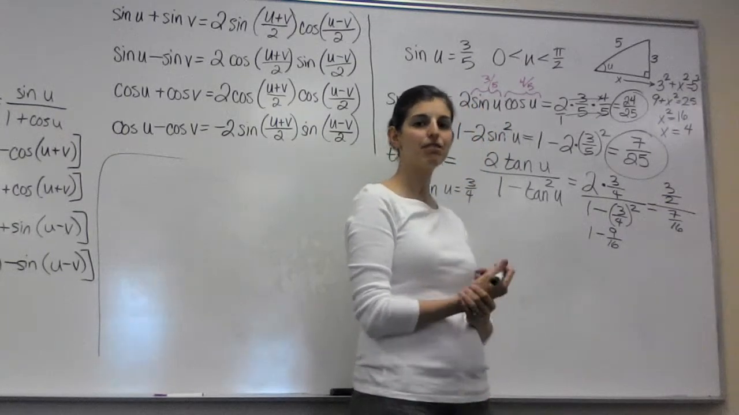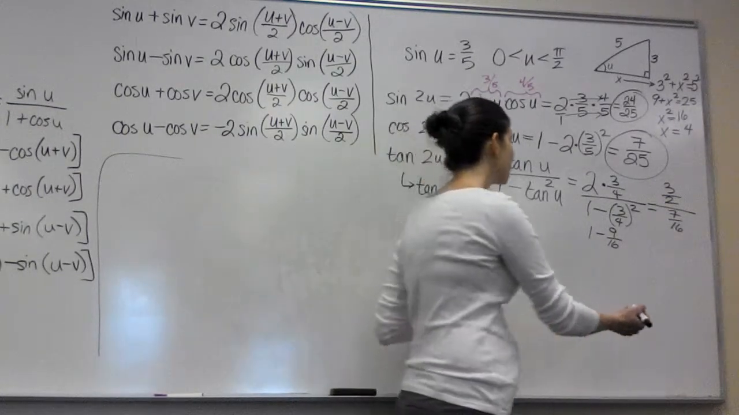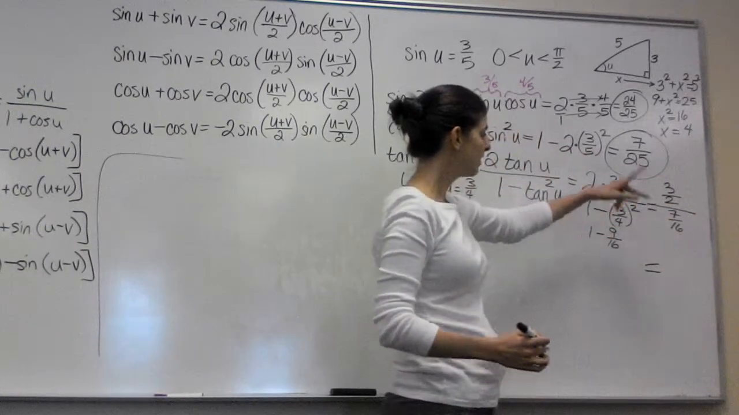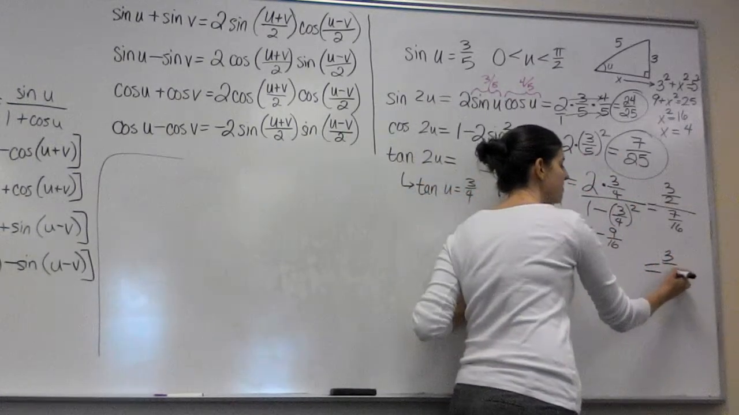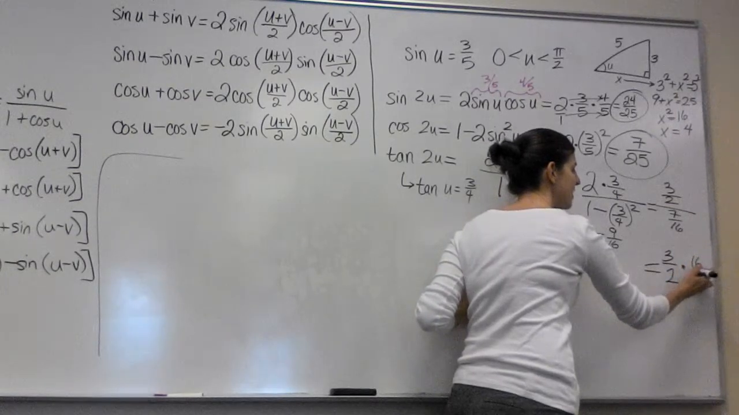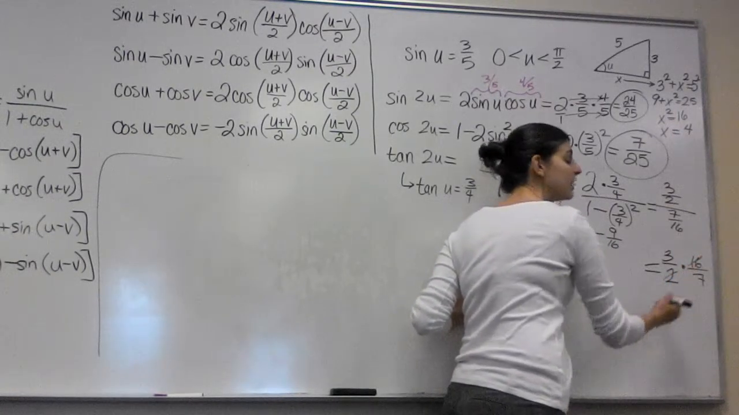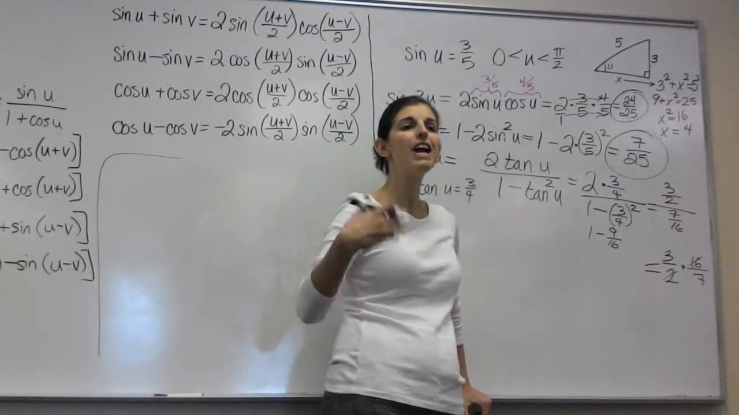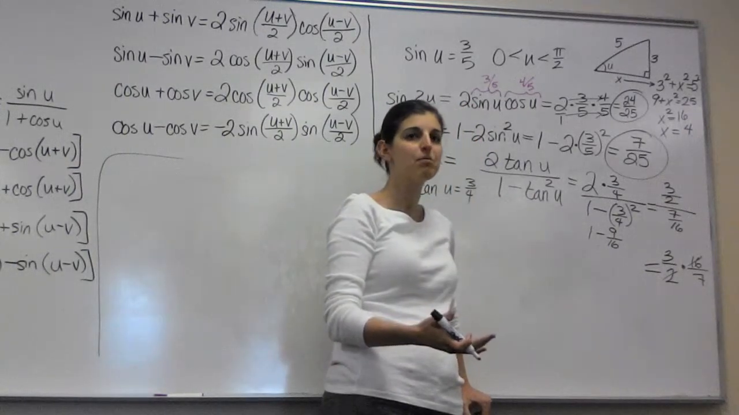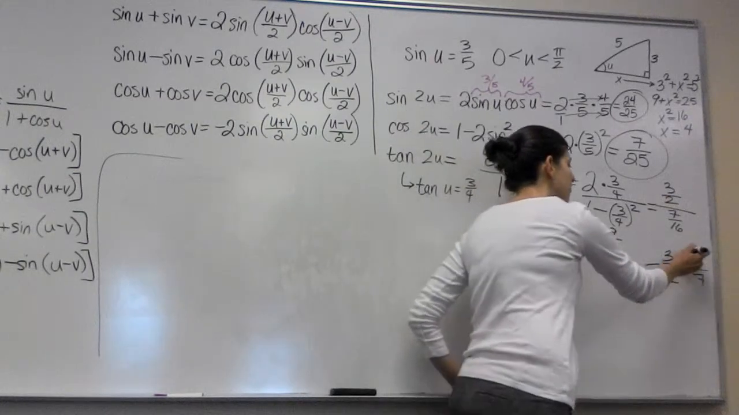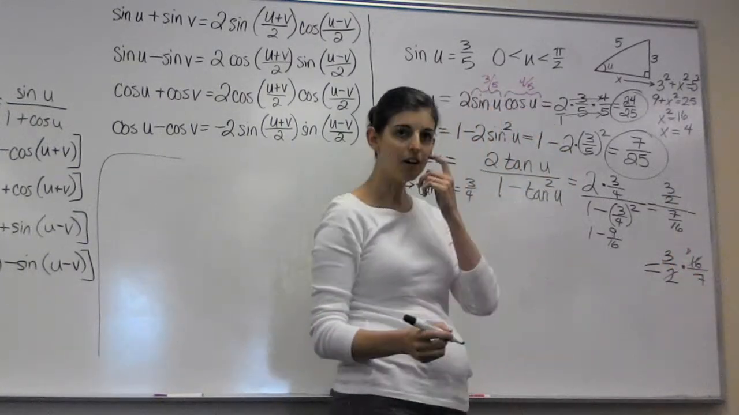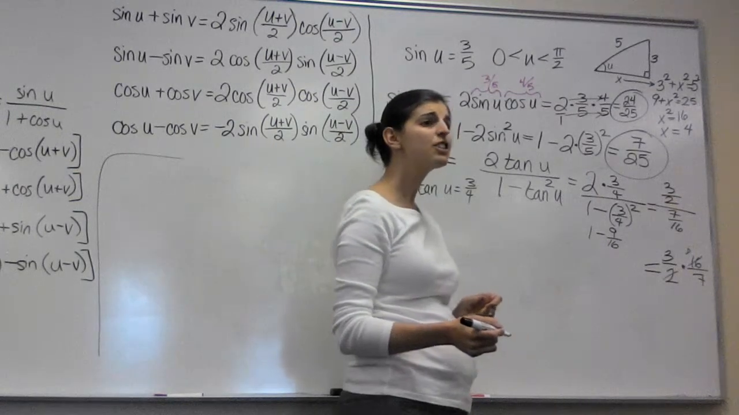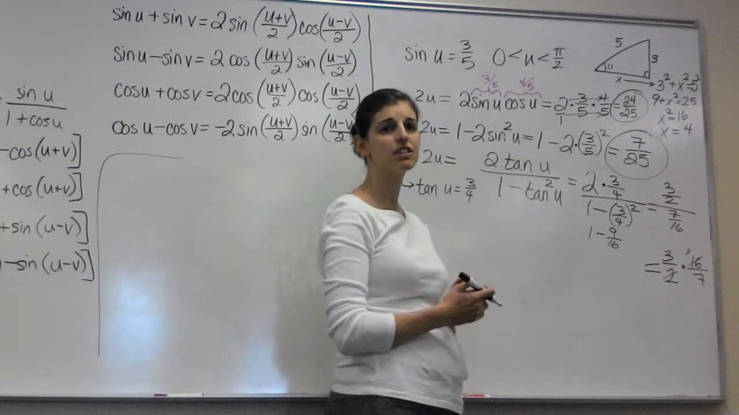How do I simplify that? Flip and multiply. So I'll get 3/2 times 16 over 7. I can cross cancel, or you can multiply first and then reduce. It doesn't matter to me. Just don't make any mistakes along your way and you'll be good to go. All right, so I would get 24/7.